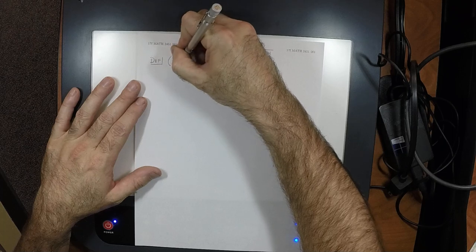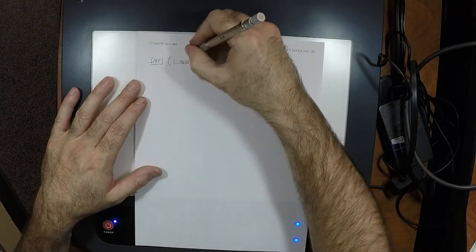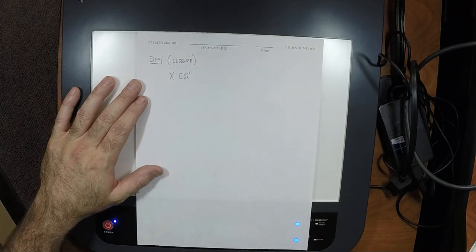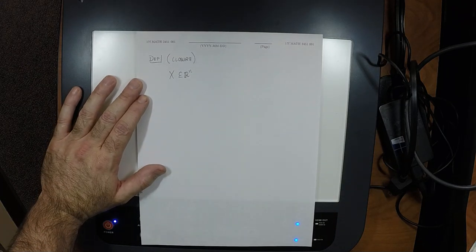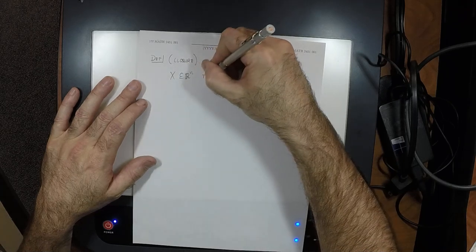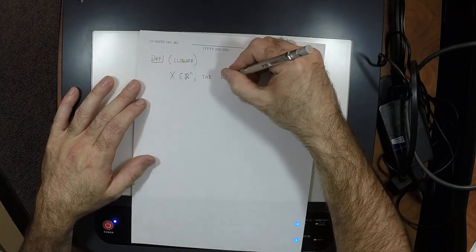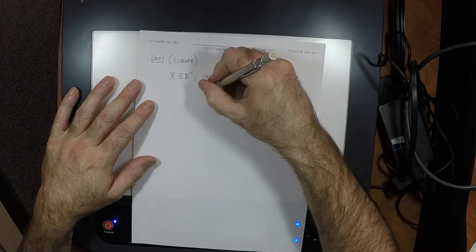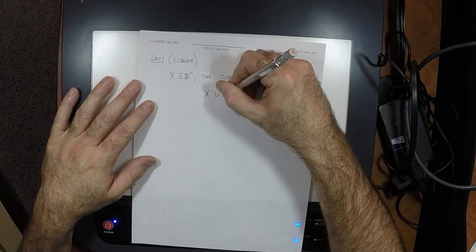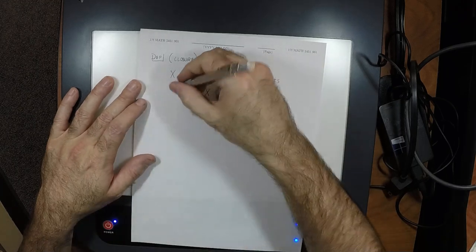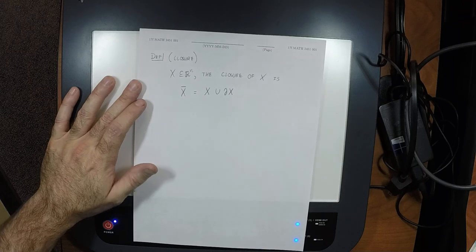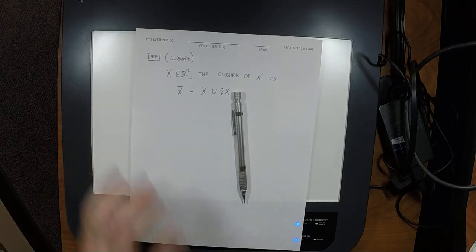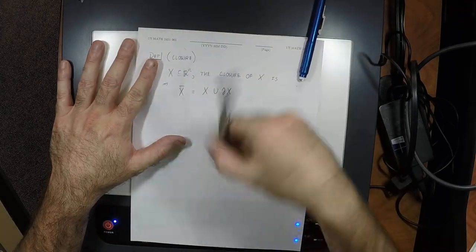Definition of the closure. So if we have X is a subset of Rn, then how does the book denote the closure? With a hat. The closure of X is X union the boundary of X, and this is denoted with a hat. X is a subset of Rn.